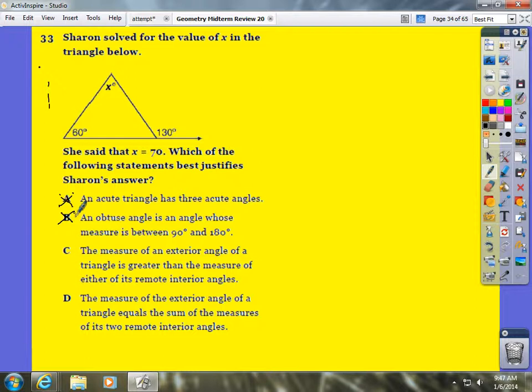The measure of an exterior angle of a triangle is greater than the measure of either of its remote interior angles. Well, that's true. This angle here is greater than both this one and this one, but that doesn't help say that x is 70. Okay, the measure of the exterior angle of a triangle equals the sum of the measures of its two remote interior angles. That means that this one plus that one equals 130. So she took 130 and subtracted 60 to get that, which is the reason. Okay, good job.